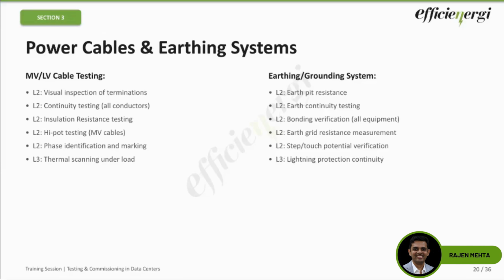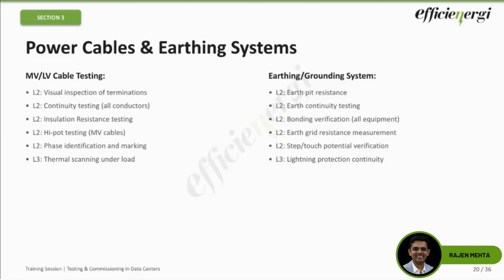Next is the earthing or the grounding system. Again, a very overlooked area of the electrical system, I would say. Typically, the only check that we take up is the earth pit resistance. But there is much more to earthing systems where we need to pay more attention, because the earth pit resistance is only one part of the overall earthing system checks that we are going to incorporate.